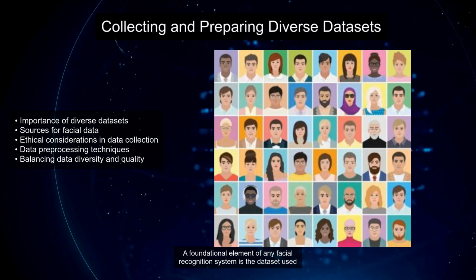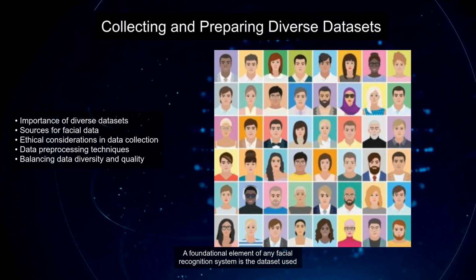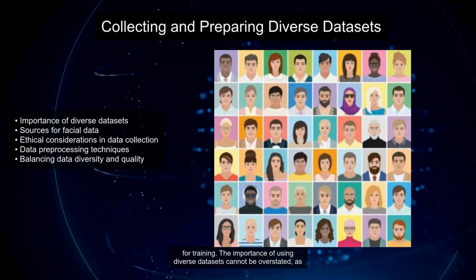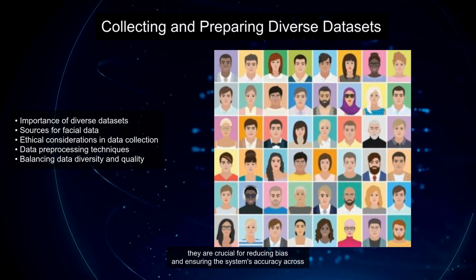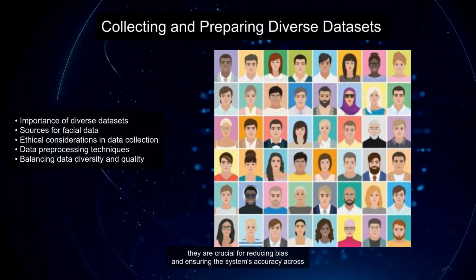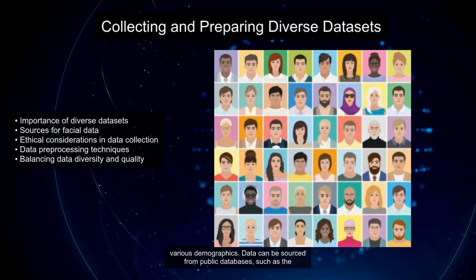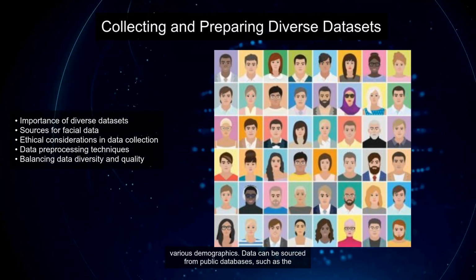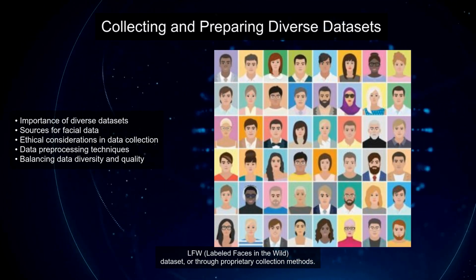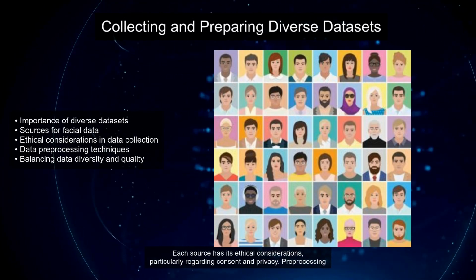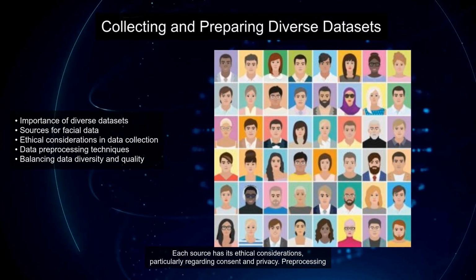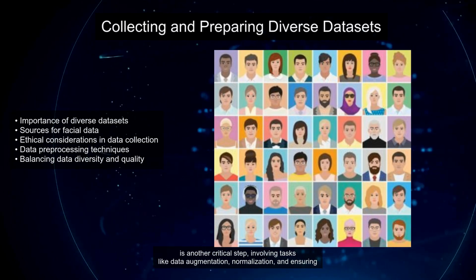A foundational element of any facial recognition system is the dataset used for training. The importance of using diverse datasets cannot be overstated, as they are crucial for reducing bias and ensuring the system's accuracy across various demographics. Data can be sourced from public databases, such as the LFW, Labeled Faces in the Wild, dataset, or through proprietary collection methods. Each source has its ethical considerations, particularly regarding consent and privacy.